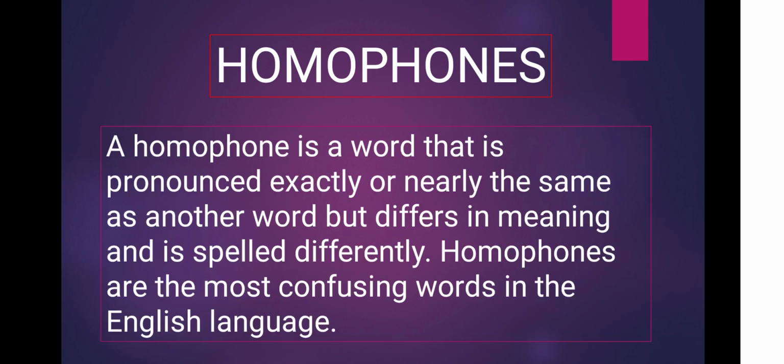Okay. We are going to start with the homophones definition. What is the homophones definition? A homophone is a word that is pronounced exactly or nearly the same as another word, like bare or bear. Bare means not covered and bear is an animal, right? But they are pronounced the same. Okay, so it's a homophone. A homophone is a word that is pronounced exactly or nearly the same as another word but is different in meaning and spelled differently. Homophones are the most confusing words in the English language.